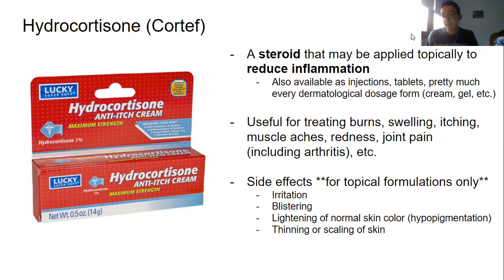Now, we're going to focus on side effects for topical formulations only. Those main side effects would be irritation, potential for blistering, as well as if you're sensitive to hydrocortisone. There's a potential as well for a lightening of normal skin color, otherwise known as hypopigmentation, and the thinning or scaling of skin. So normally you don't want to use hydrocortisone for a really extended period of time. And if you do, you might want to consult a doctor about potentially using some other agent. However, if there's an acute injury, say like a sprain or a swelling or a burn, it can be extremely, extremely useful. Those adverse effects that I just said normally happen after long-term chronic use.